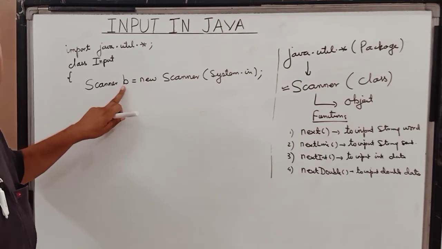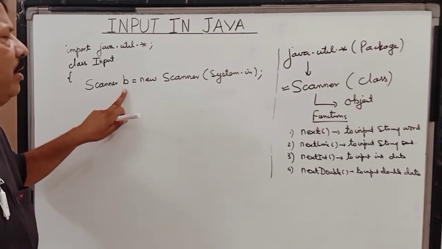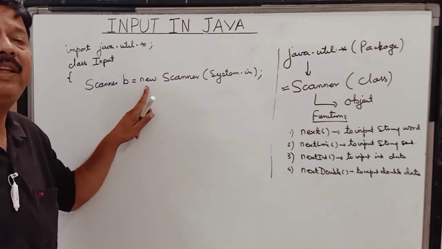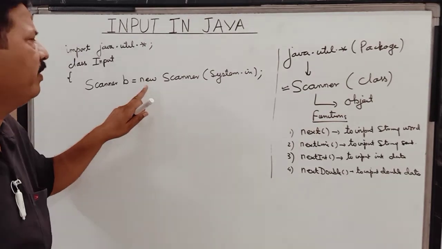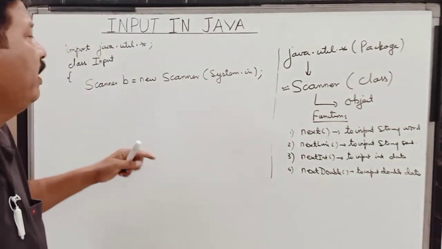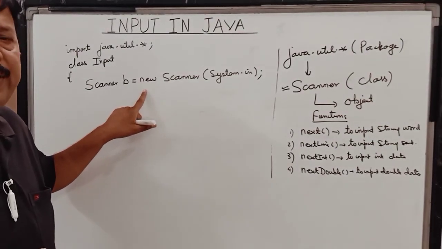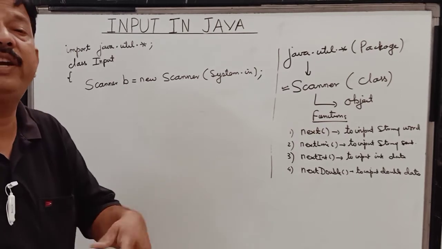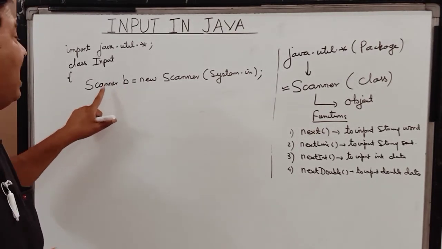So you can write any variable, but I advise you to write a small variable. Don't use a big variable. new is a keyword in Java, or you can say it is somewhere written as an operator, but it is a keyword in Java which is used to create objects. Later we'll study that it is also used to create arrays. So the new keyword is used to create objects and arrays. So here it is creating an object called B of class Scanner.